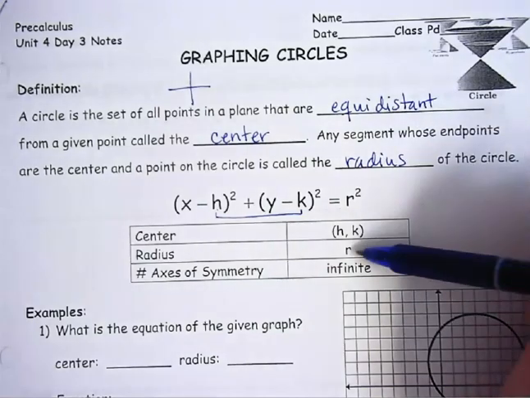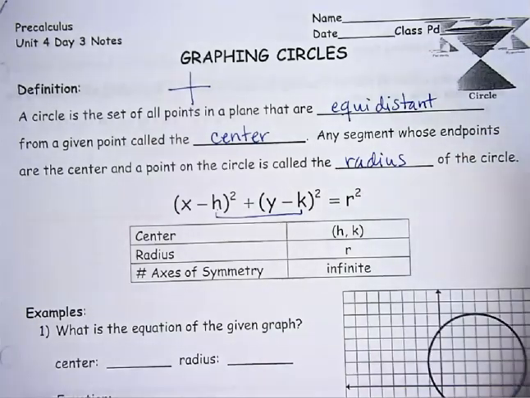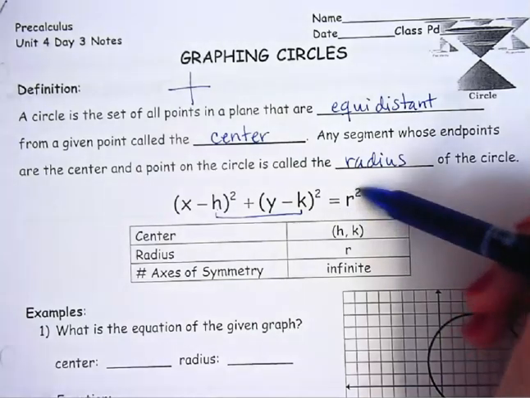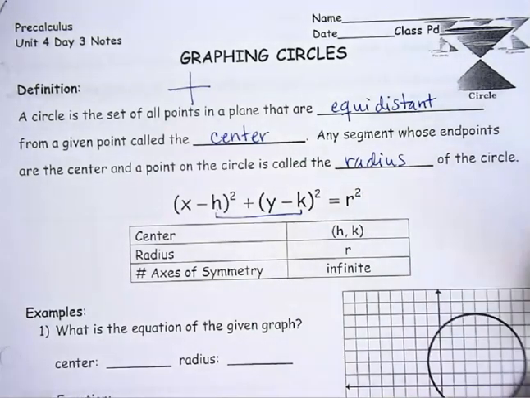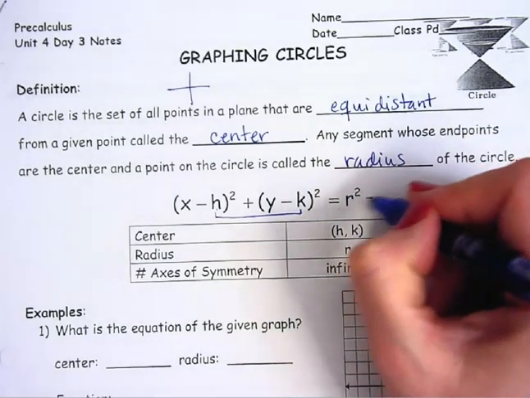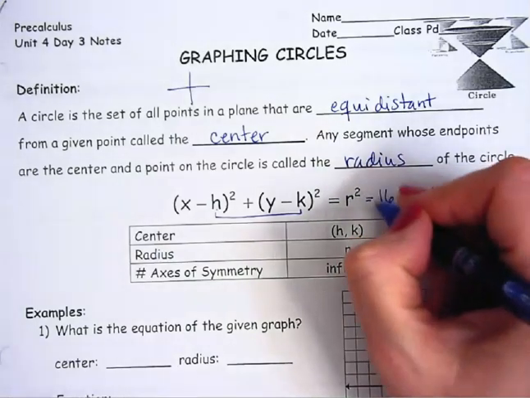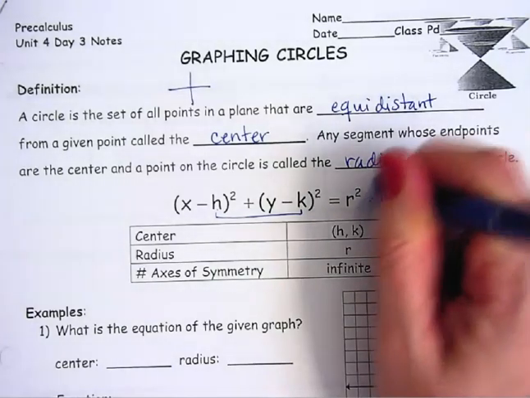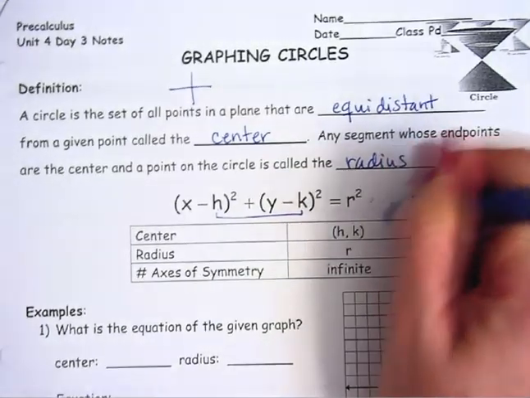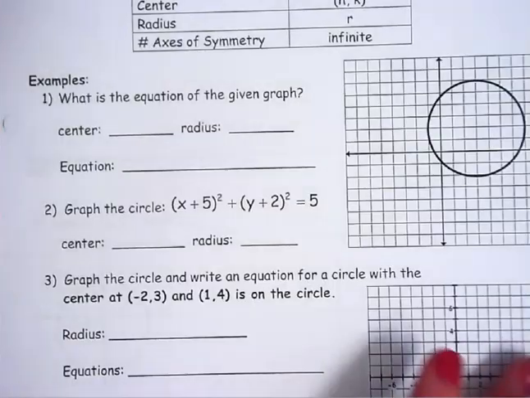Now I want you to notice here that radius is just r, but the equation uses r squared. So if you knew the radius was 5, you would square it for the equation and put 25 here. Vice versa, if you knew that your value at this part of the equation for r squared was 16, then you would know that your radius is 4 because you would square root that value. All right, so we're just going to use this information in a few different ways.